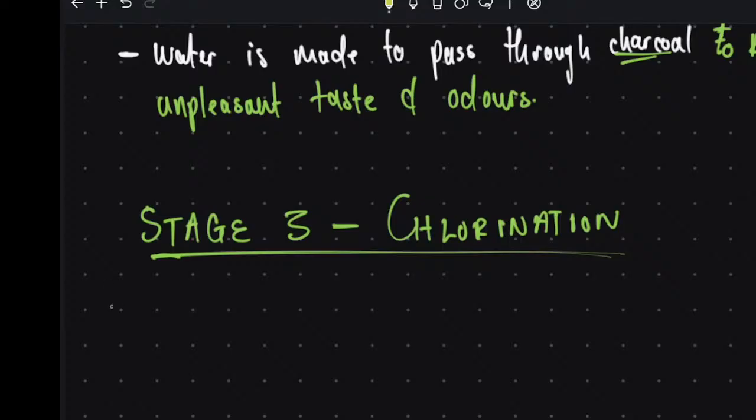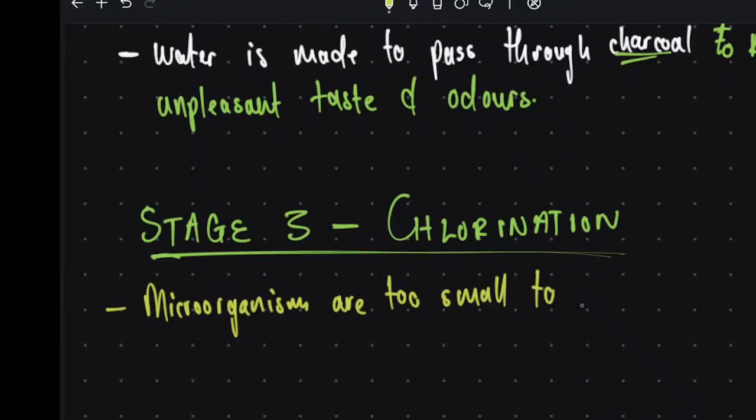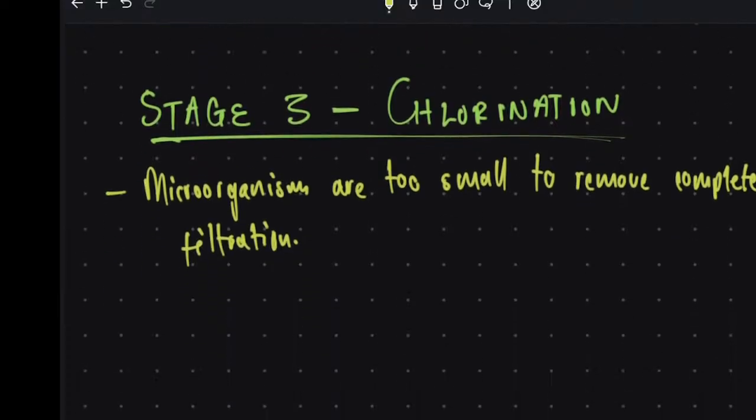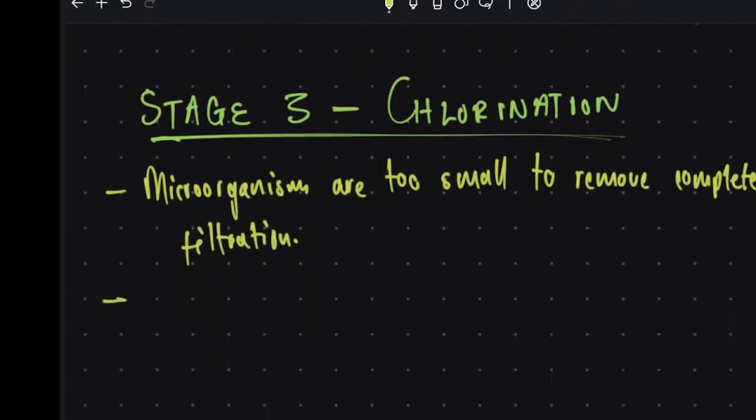Here now, we say microorganisms. Why do we need chlorine? Because we have microorganisms that are too small to remove completely by filtration. Microorganisms are too small to remove completely by filtration. We have filtered and filtered, but there's still some things that can cause cholera. So don't drink that water yet.